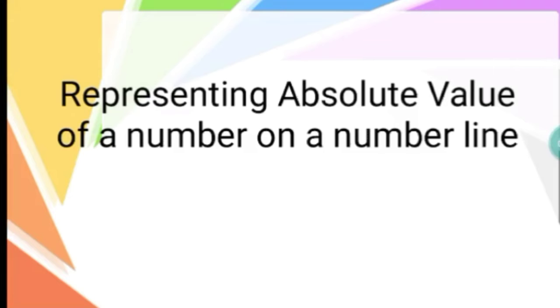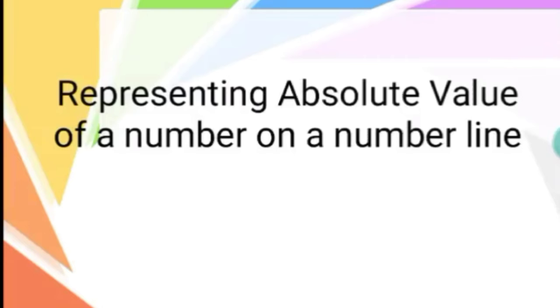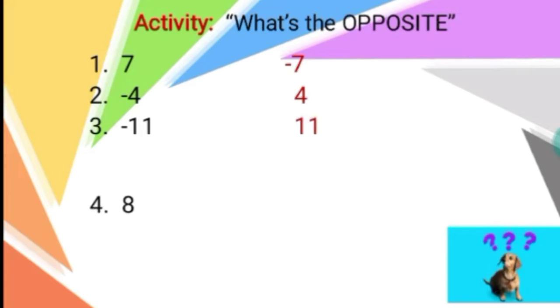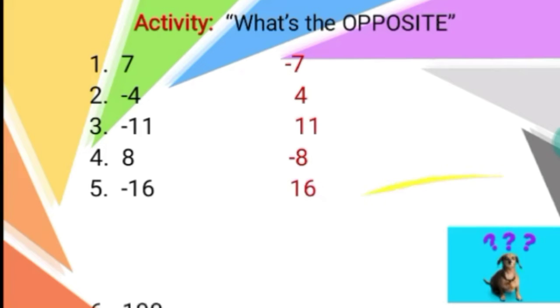In Lesson 1, representing the absolute value of a number on a number line. Before we start our discussion, let's have an activity entitled, What's the Opposite? We will just give the opposite of the following numbers. For example, for positive 7, that is negative 7. For negative 4, that is positive 4. For negative 11, that is positive 11. For positive 8, that is negative 8. For negative 16, that is positive 16. And for 100 or positive 100, that is negative 100. So these are the opposites of these numbers.